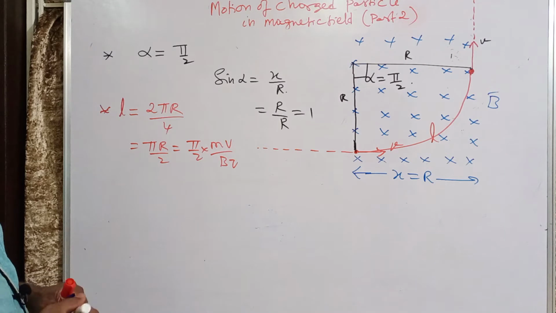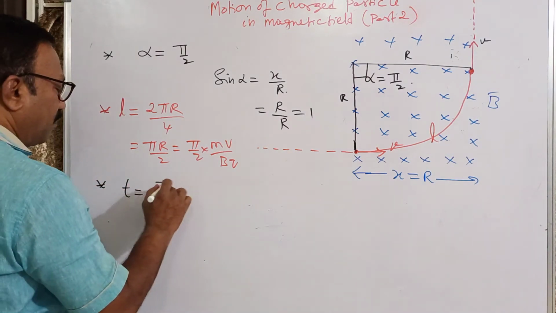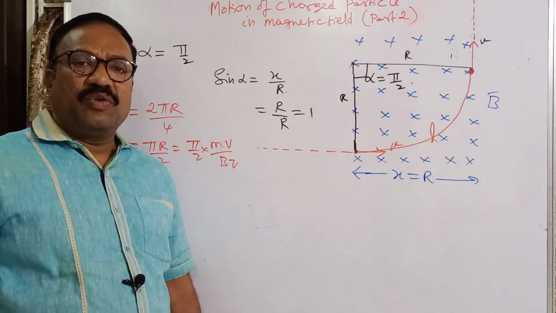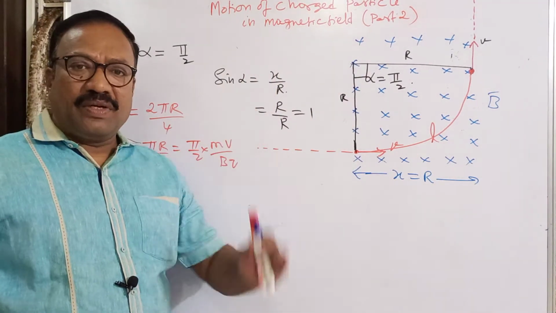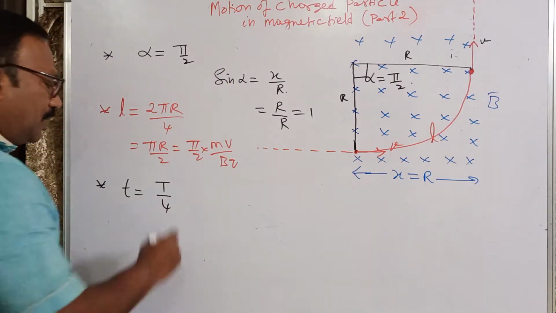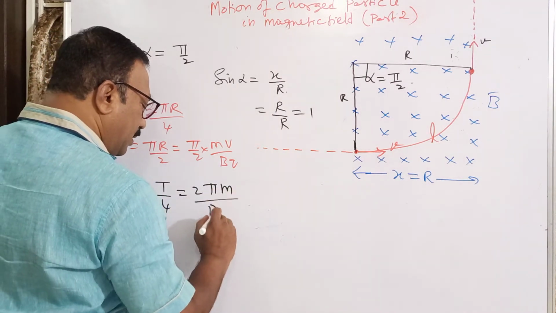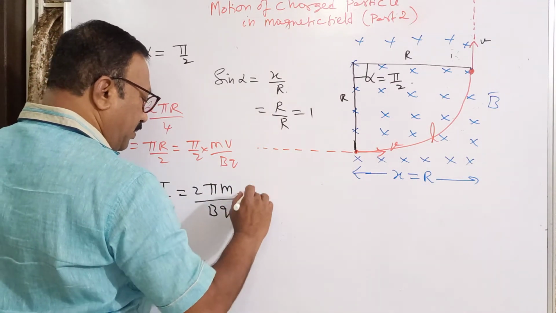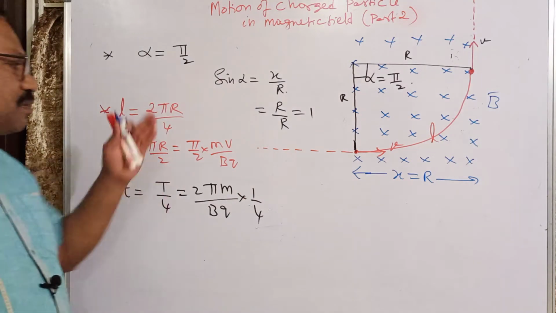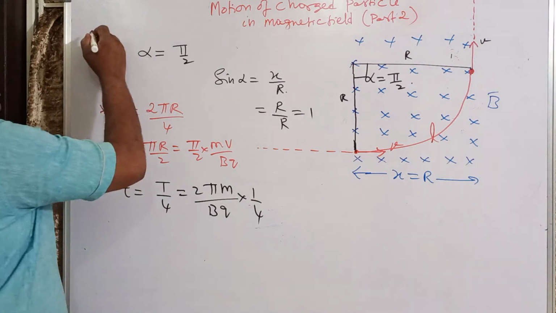Time spent inside the magnetic field. So how much time has it spent in the magnetic field? 1/4 of the time period. Because it is 1/4 of the circular motion, the time taken to complete one circle is capital T. Then for 1/4 of the circle, it will take T by 4. What is the T value? 2 pi m by Bq into 1 by 4. This is the time spent inside the magnetic field. So this is the second case.